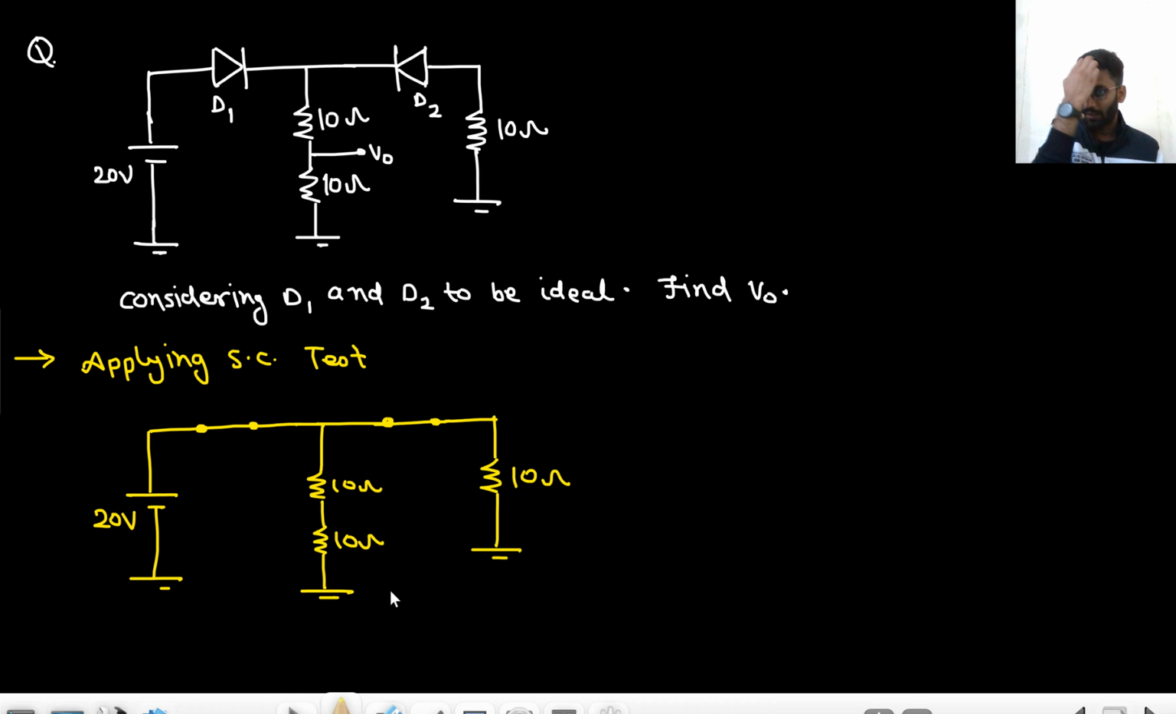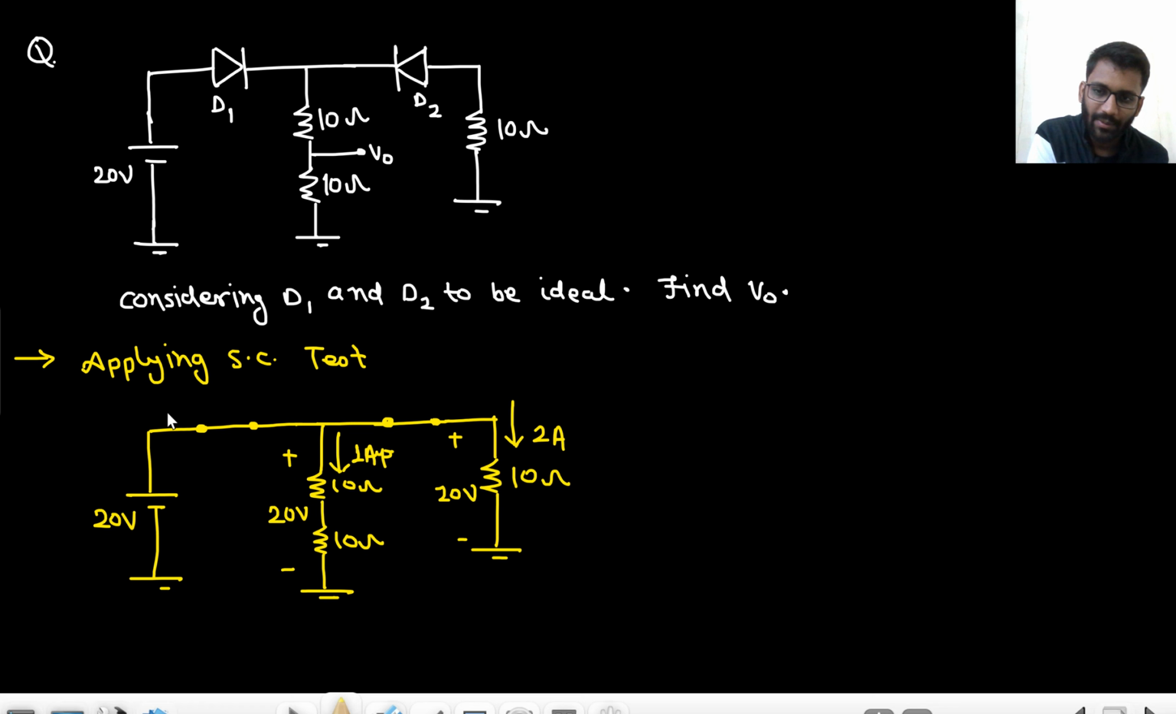Now find the value of current. This 20 volt will come here. This 20 volt will come same here and the same 20 volt will come here. So this will drive how much current? 1 ampere current. This will drive 1 ampere current. And this is 20 volt here. This will drive 2 ampere current here. Right? So that means 3 ampere current is coming this side.